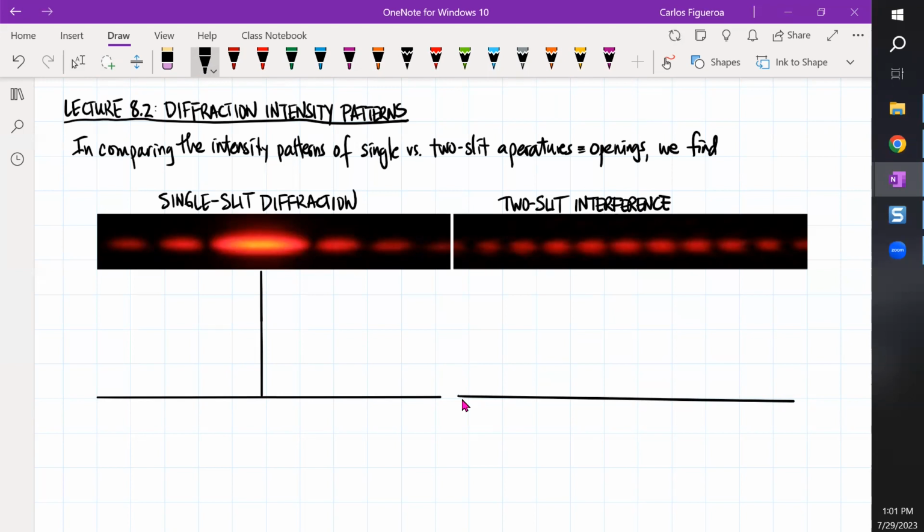And let's say that this is the central one right here. So what do we find? Well, one of the things that you see is that this guy has a very broad central max. So this guy is quite broad.